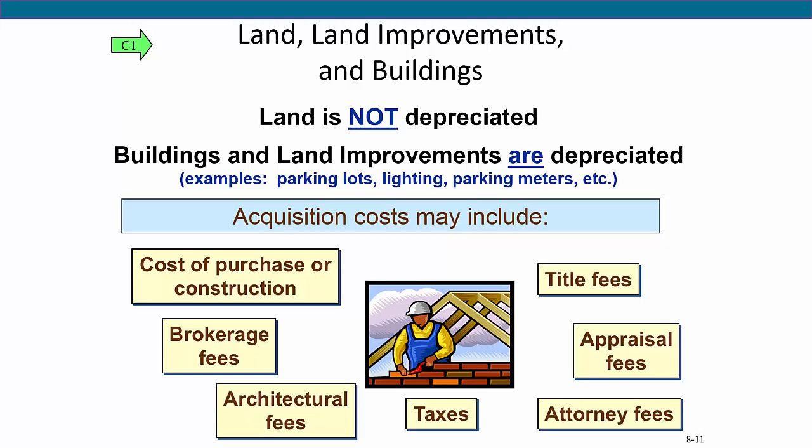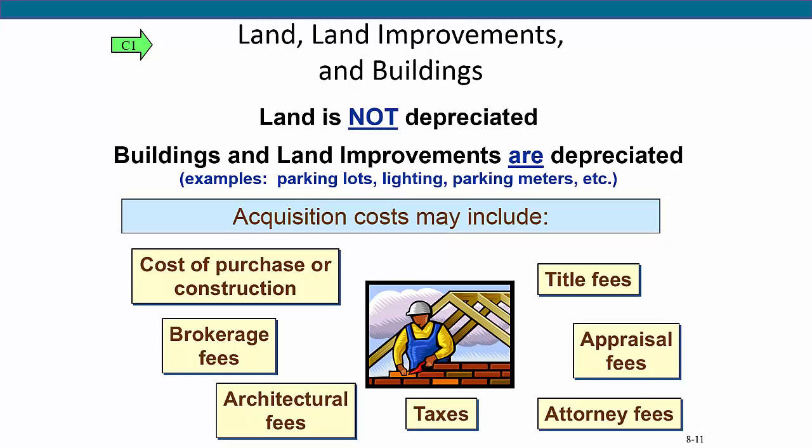And when land is purchased as a building site, if existing buildings must be torn down, the total cost charged to the land account includes the purchase price plus the cost of removing the structures, less any amounts recovered through the sale of salvaged materials.